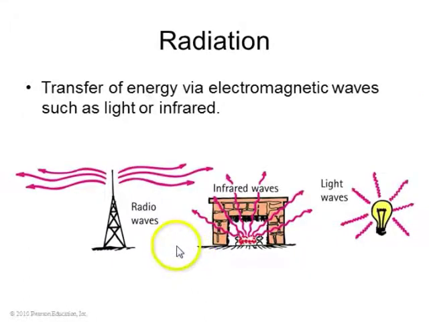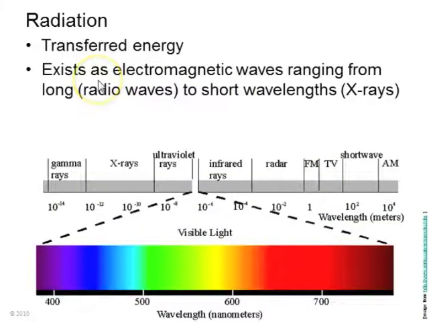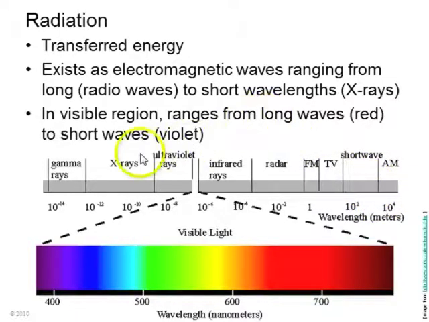And lastly, radiation is the transfer of energy via electromagnetic waves, such as light, radio waves, infrared waves, or light waves. So radiation, or electromagnetic waves, are waves in the electric and magnetic fields. And they exist from long wavelength radio waves all the way down to visible light. If you go shorter and shorter, it gets down to gamma rays. But these are all the same thing, just waves in the electric and magnetic fields.